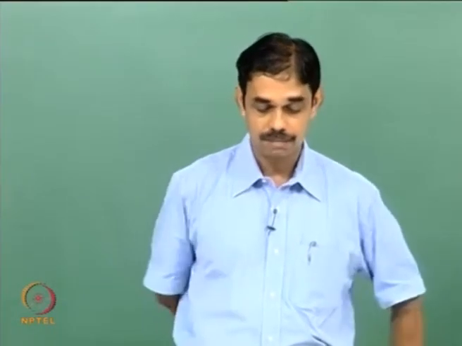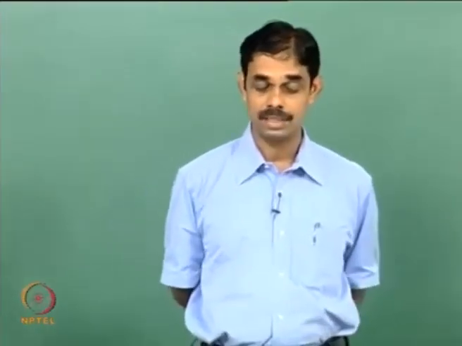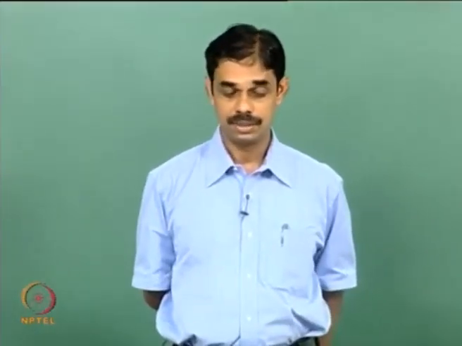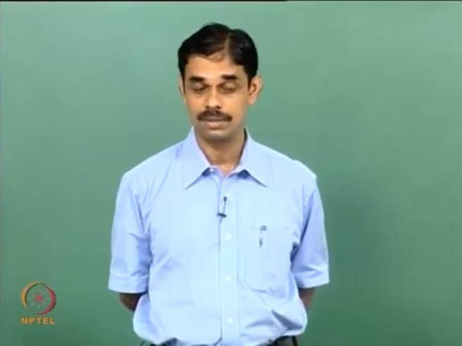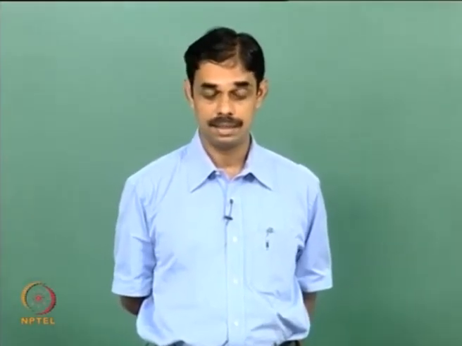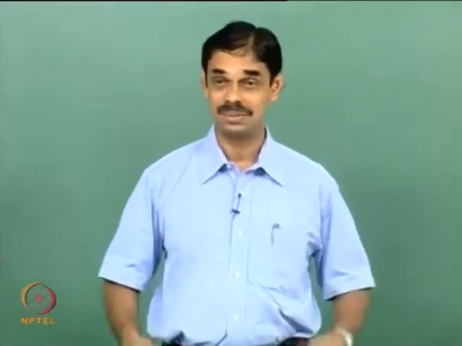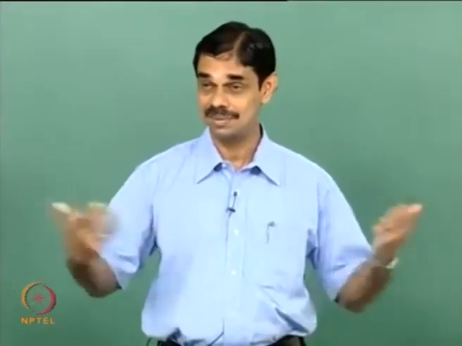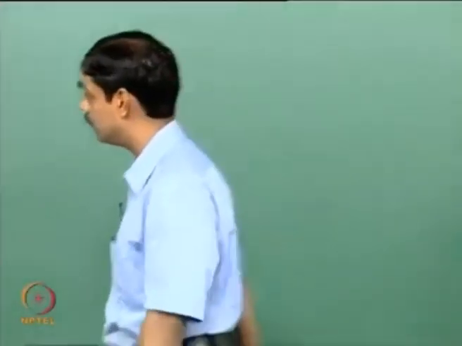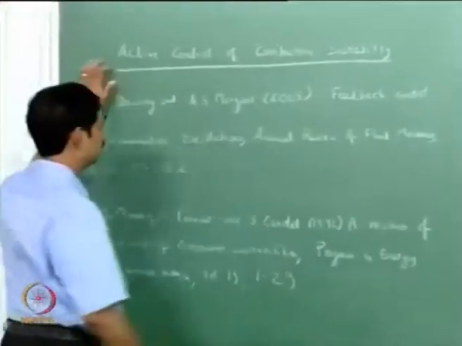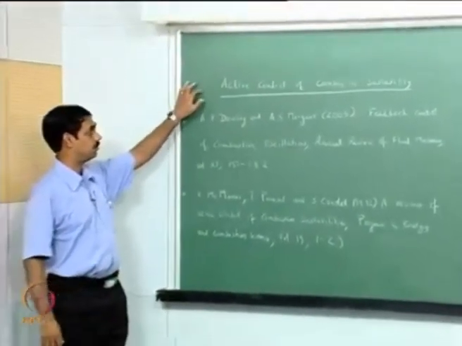So to summarize, combustion oscillations occur because of the coupling between the unsteady heat release and the acoustic waves. So the key is to remove the coupling, or if sound comes, take it out. That's the idea of control. And in this context I have two references for active control of combustion instability. That's what we will do today.